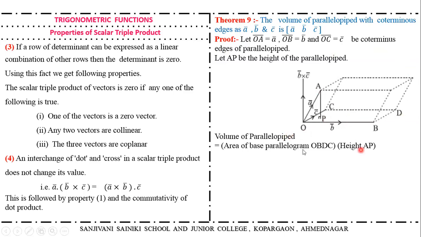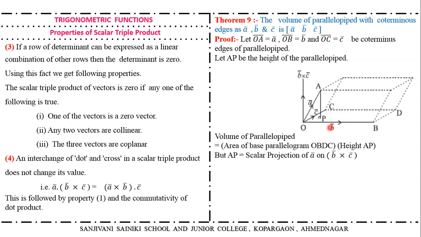The volume of the parallelepiped is equal to the area of the base parallelogram OBDC into height. You will get the volume of the parallelepiped. So this AP is nothing but the scalar projection of a bar on b bar cross c bar.